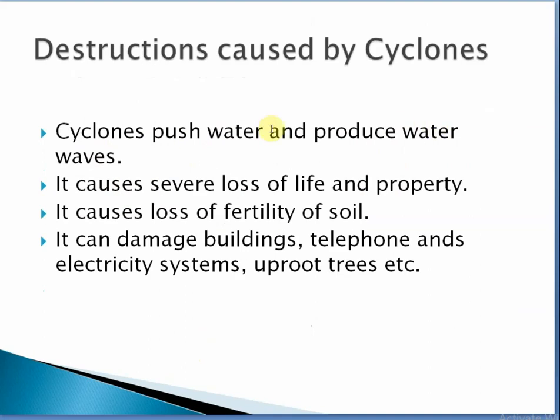The next one, what are the destructions caused by cyclone? Cyclones push water and produce water waves. The second one, it causes severe loss of life and property. Definitely it causes severe loss of life and property near the coastal regions.